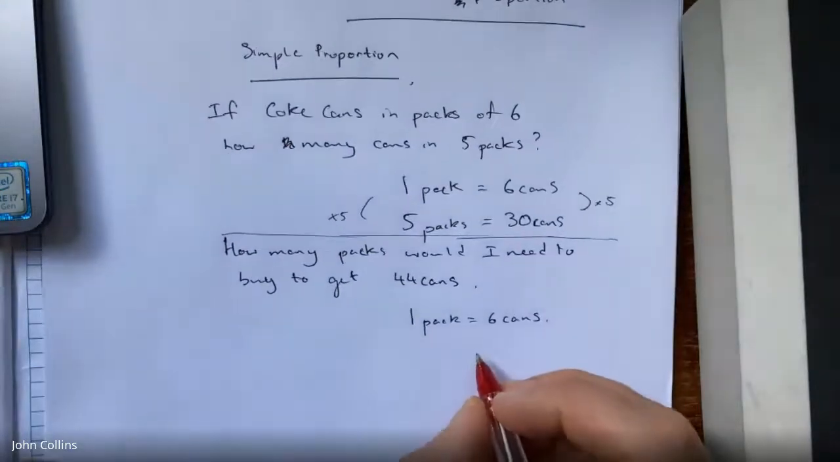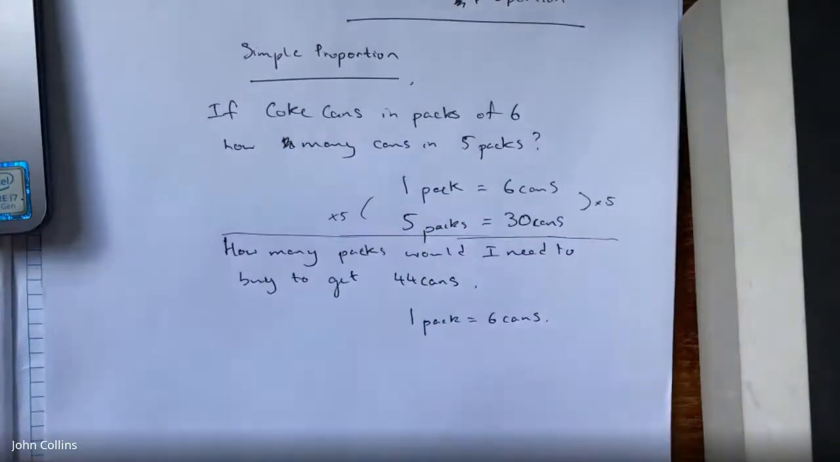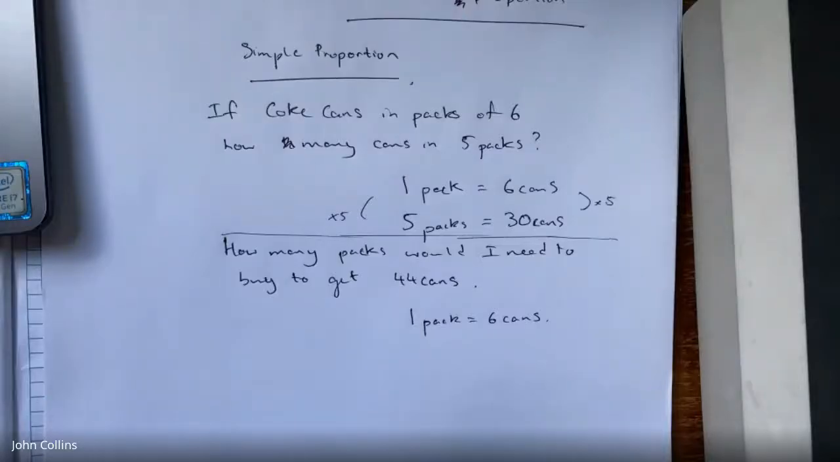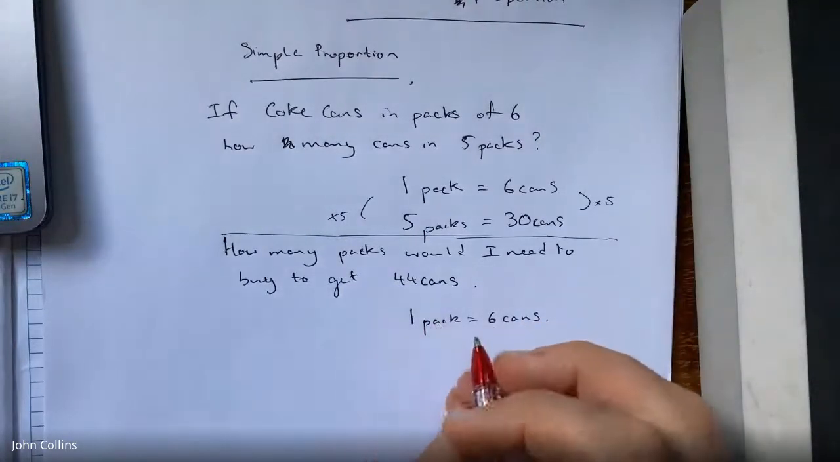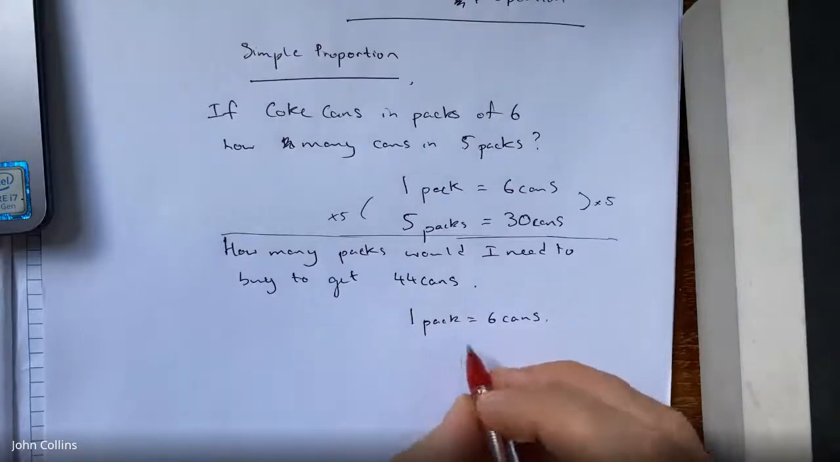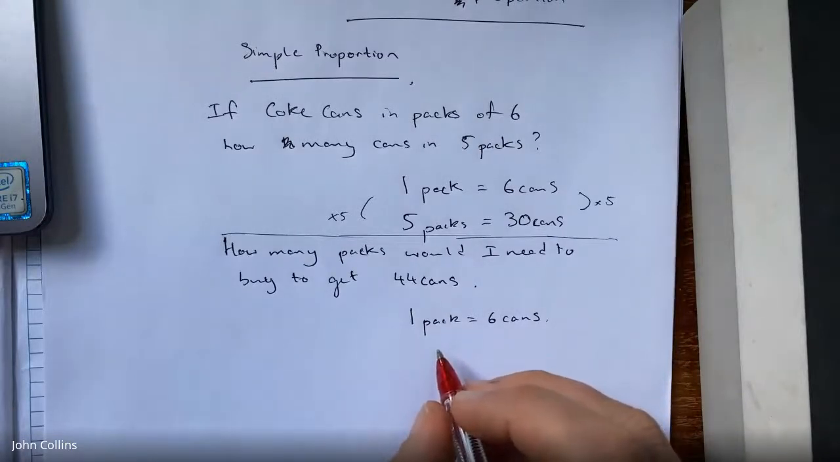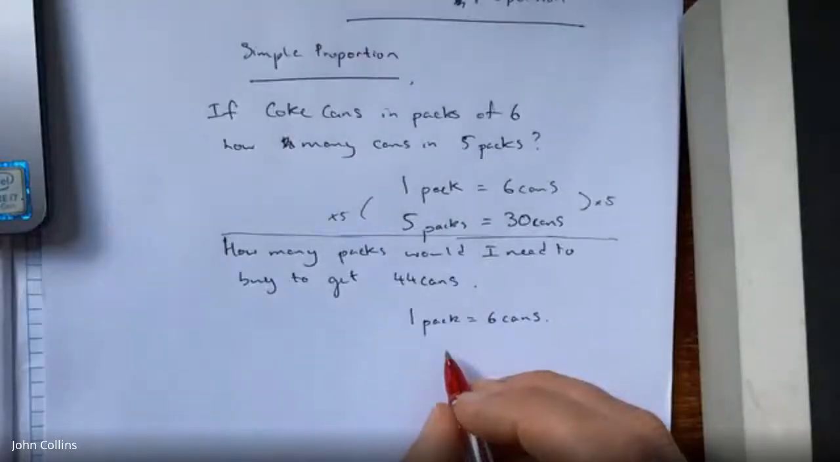Who knows? Anybody want to have a guess at how many packs I'd have to buy for 44 cans? Just type it in the chat if you have a guess. So we have 8s and 9s. Well, 7.3. Okay. Yeah, so you wouldn't go into a store and order half a pack or 0.3 of a pack. What does 0.3 of a pack even look like? 3/10 of 6 cans. That's going to be weird.